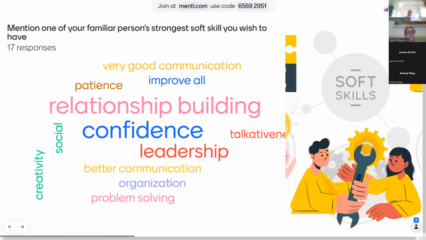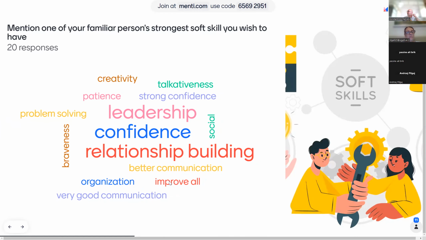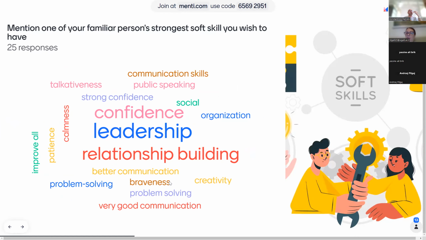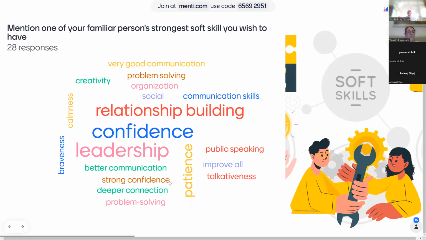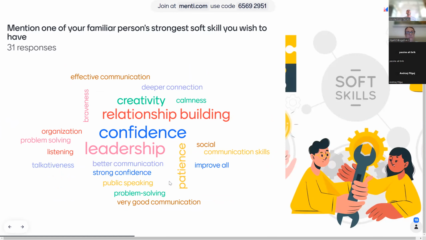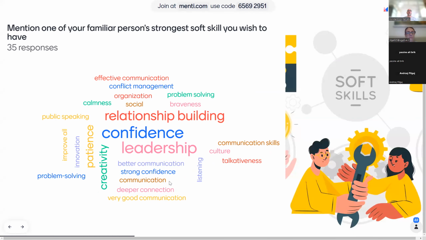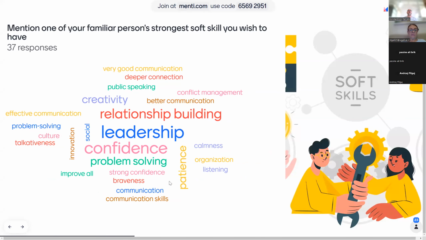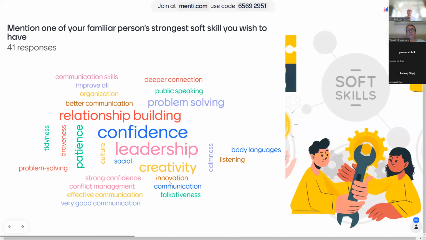Talkativeness. I mean, yeah, this has to do also with the cultural identity of countries. There are countries that communicate more orally, but others communicate more with their body language. So, well, I think that we are going to identify, and we are going to discuss this in one of the next lectures that we're going to have. Calmness, listening, social, strong confidence.